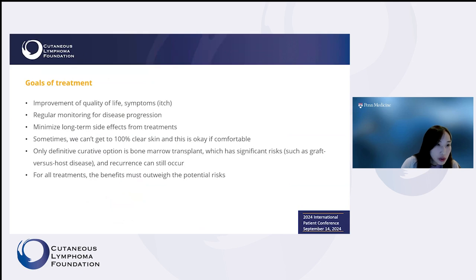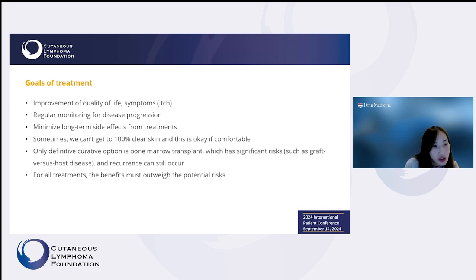So the goals of treatment include improvement of quality of life. So as I said before, aggressive treatment does not necessarily improve overall survival. So we focus a lot on quality of life and your symptoms. And we try to regularly monitor you for progression. And we also want to minimize long-term side effects from treatments. Because early stage MF is such an indolent lymphoma, the treatment should not be worse than the disease. And sometimes we can't get to 100% clear skin, and this is okay if you are comfortable.